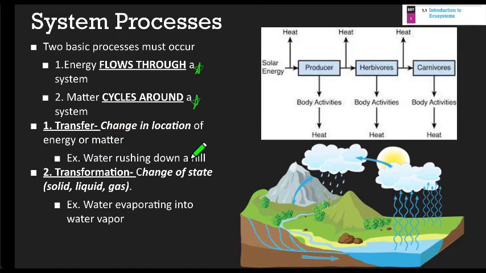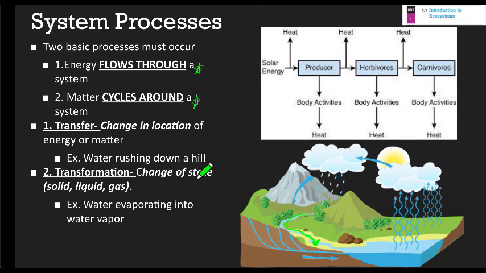Our example here, water rushing down a hill. So we could have this on our water cycle diagram. We could have this water in the stream, and it's uphill, and then it flows downhill, and then all along the way, that's just simply a transfer. Okay, it was water in one place, it's water in the other place, it just moved.